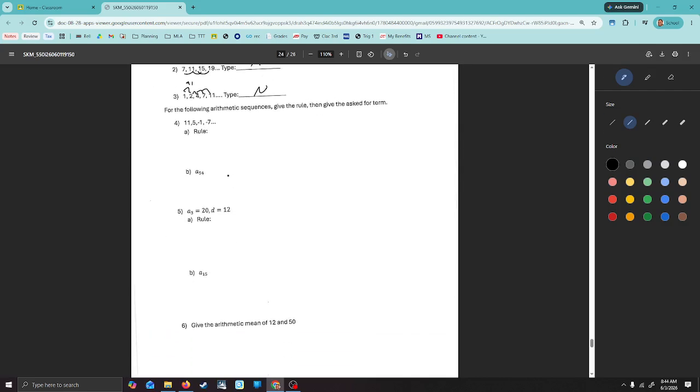All right, for this one, the following arithmetic sequence, give the rule and give the 54th term. So first off, in order to find the arithmetic sequence, I need to know the arithmetic formula. That's Tn equals T1 plus d times n minus 1. So I need T1 and d. T1 is the first term, that's pretty obvious. That's 11. And d, you could probably figure out the pattern, is minus 6.